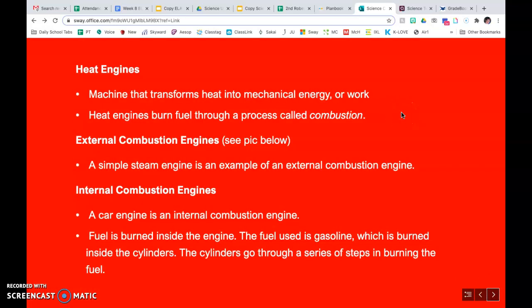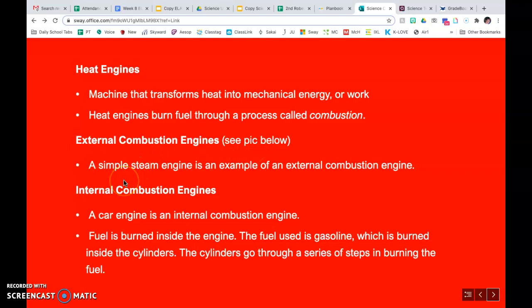Heat engines. So a machine that transforms heat into mechanical energy, or basically work. Heat engines burn fuel through a process called combustion. And you have external combustion engines and internal combustion engines. You're going to see an example of this in a second.